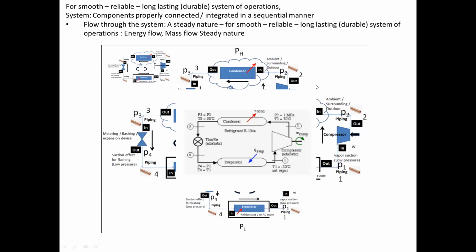Example, functionality of the compressor depends on the evaporator function as well as the condenser function, both. Functionality of the condenser depends on the compressor and this flashing device. Flashing device functionally depends on the condenser and the evaporator. And the evaporator function depends on the flashing device and the compressor. So this component matching in the systems is very, very important.